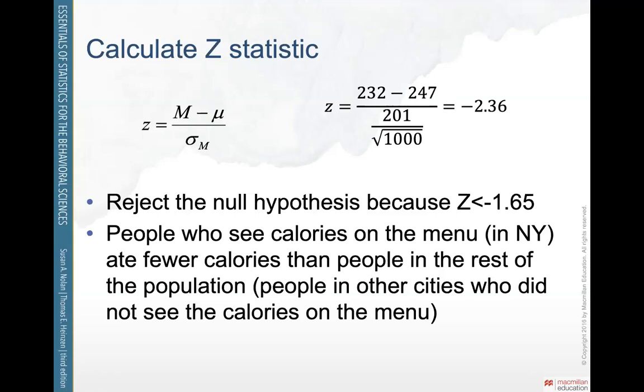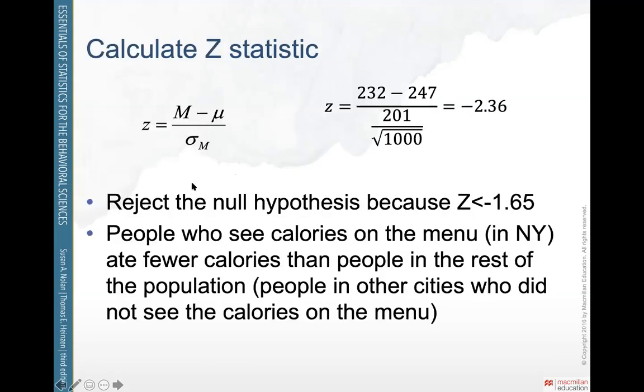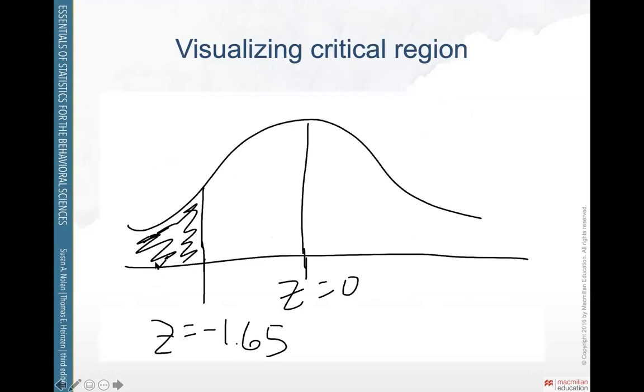Right here, the answer is negative 2.36. But even before we calculated this Z-score, we should have known that it was going to be negative, because our sample mean of 232 was less than our population mean of 247. And so we take this score of negative 2.36 and post it along here. If we were going to plot it, it would be somewhere about right here. There's negative 1.65, this boundary right here. We just got negative 2.36, which would be somewhere to the left, less than negative 1.65.